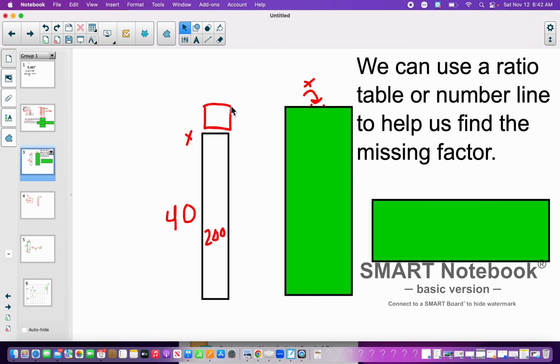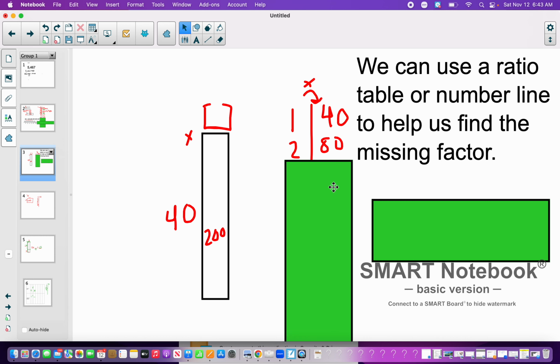Now here we're missing one of the factors. So we can use a ratio table or number line to help us find the missing factor. And let's just pretend if we put 1 in here. 1 times 40, one box of 40, that doesn't total 200. Then we're going to work our way up. What if I had 2 40s, 3 40s? So we're going to draw out a ratio table. If I have one container, let's say it has 40 spoons in it. It's a box of spoons. One box and it has 40 spoons.